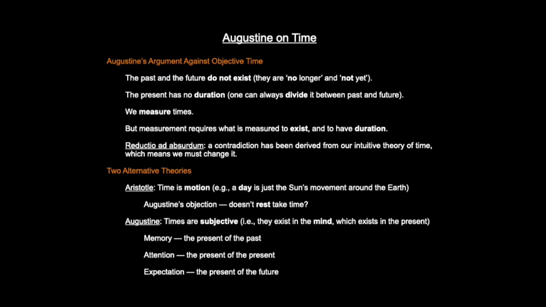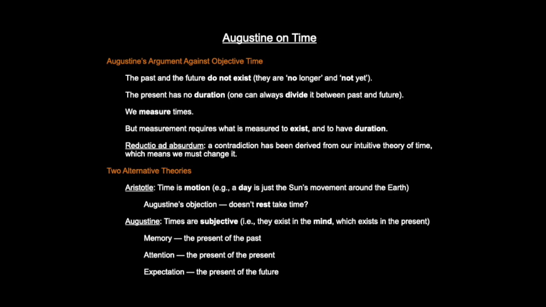Augustine argues that the past and the future are not. They don't exist. Kind of by definition, right? The past is no longer and the future is not yet. Right? So, past and future times don't exist. Okay. Then he argues that the present has no duration. How does he argue this?